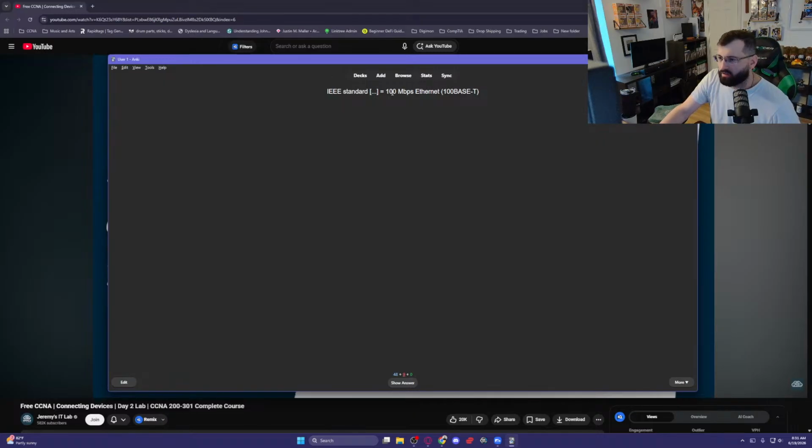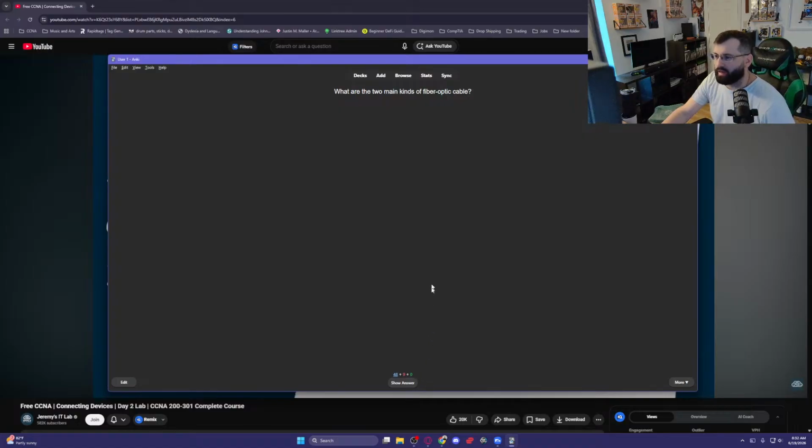IEEE standard blank equals 100 megabit Ethernet. Is that AU? It's just U. Dang it. Yeah, those are going to be tough. Oh dang, I didn't even read the question. Okay, well, we'll just circle back around. What is the speed of 10 gigabit Ethernet? 10 gigabits a second. Yeah, those are easy.